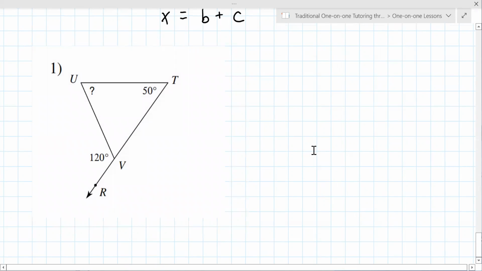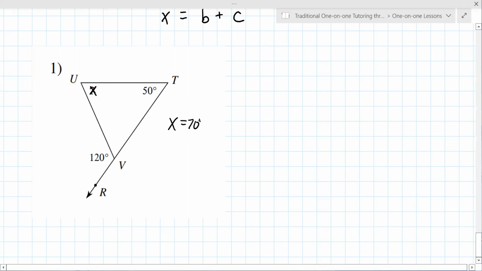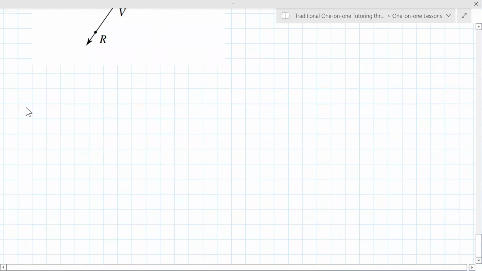Okay. All right. So here's an example of an exterior angle theorem. They want the question mark. I'll call it X. Can you tell me what X is? X is 70. Very good. Let me grab another one. That almost seems like it's too simple. Yeah, it's harder to prove than it is to use. Once you figure it out, you're like, oh yeah, it makes sense.